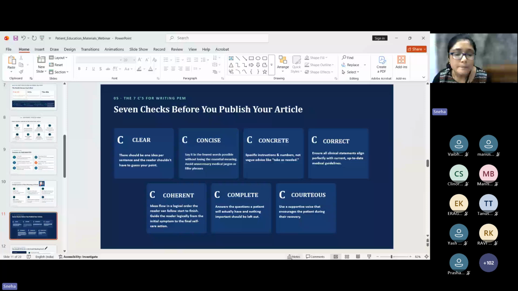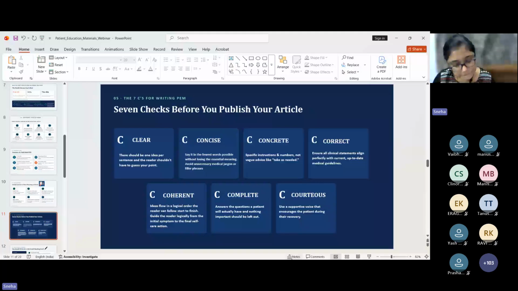If you're writing about a disease condition, suppose heart attack, the first thing you begin with is an overview. You write a short overview of heart attack. Then comes the symptoms, then the diagnosis, then the treatment, and then the actionables, what you can do. So there should be a logical flow. Just after the overview, you cannot start with the treatment or the diagnosis. So you have to follow a logical order. The reader can follow from the start to the finish. It will guide the reader logically from the initial symptom to the final self-care action.